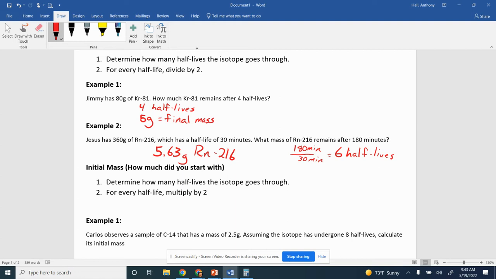Okay, so if the half-life is not given to you specifically, what you'll need to do is take the total time, divide it by however long a half-life lasts, and then that'll give you how many half-lives there are.